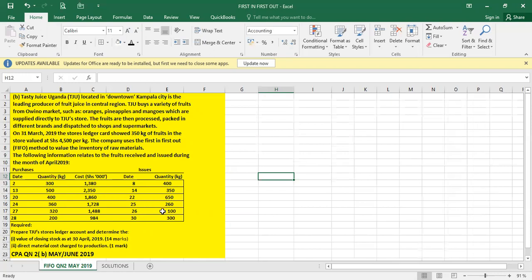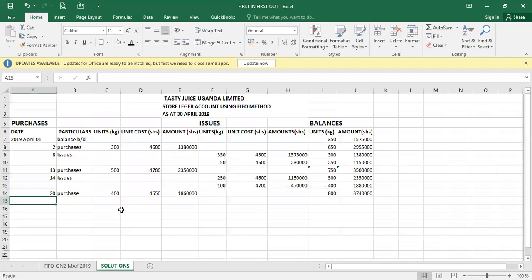On 22nd, we issued out 650. These are issues. But remember, for these 650, we are supposed to first complete the stock we had on the third batch we bought, which came on 13th. It means that batch we remained with only 400 units. So we are supposed to first issue out the 400 units. And when those ones are done, then we shall check the other one.